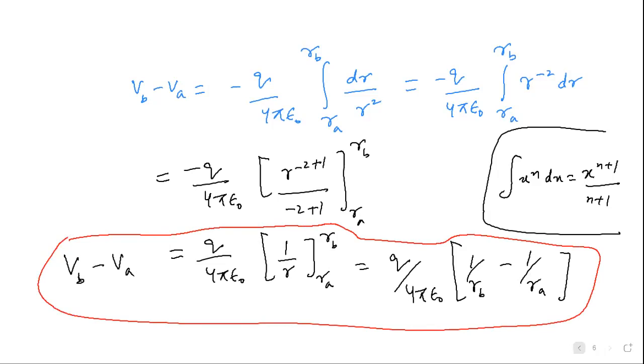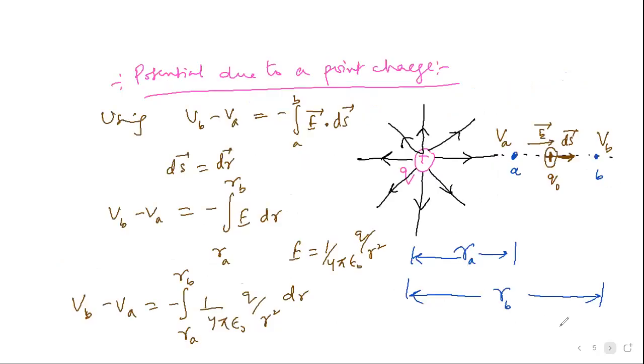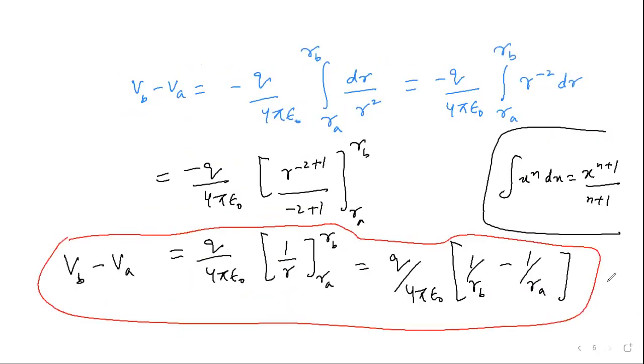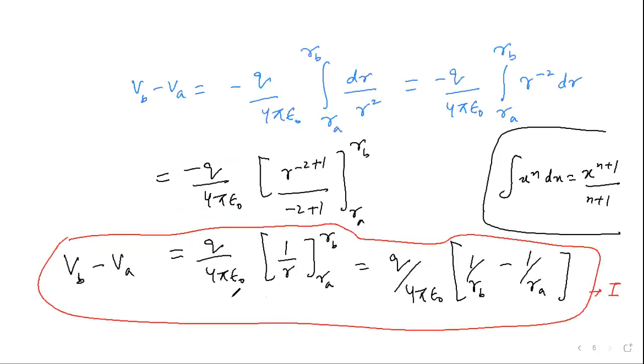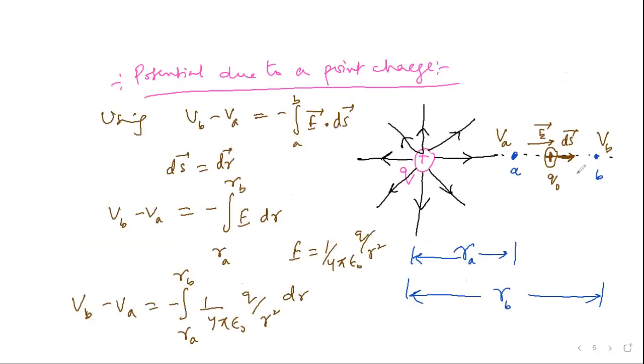I name this equation first. So if I have two points, point A and point B, in this field, which I have shown, the point charge electric field, then the potential difference between these two points is given by this relation. And this is valid for any kind of path you use to move the test charge between A and B, even though we have used the straight line path, right?